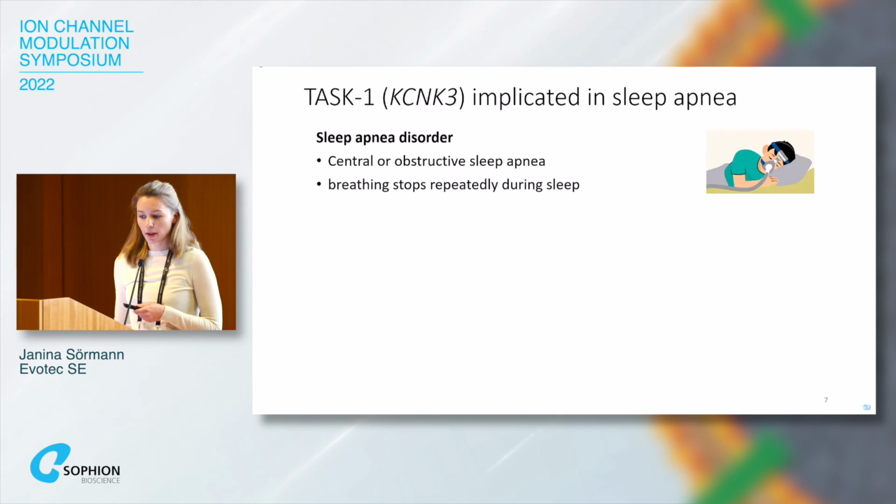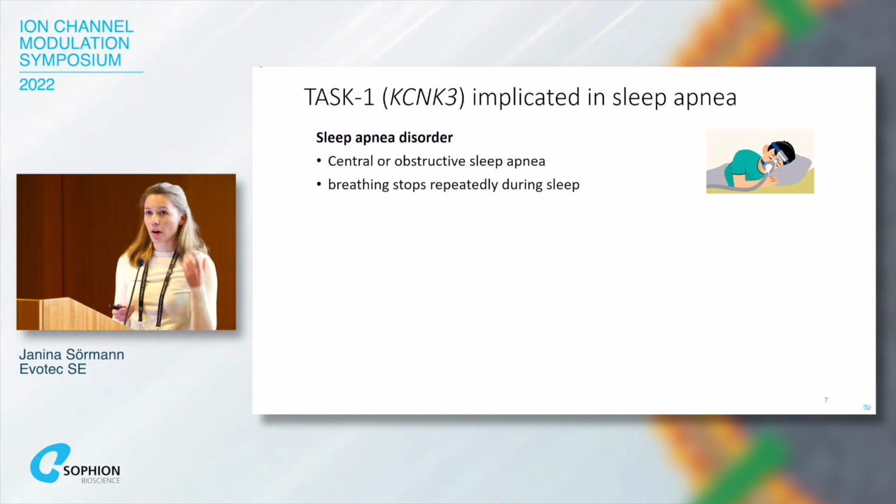Also, TASK-1 is implicated in sleep apnea. It's a very common disease. Up to 1 billion people worldwide suffer from obstructive or central sleep apnea. It occurs when breathing is repetitively stopped during sleep. With central sleep apnea, there's a problem with the sensing of the oxygen and the signaling of the oxygen level to the brain, whereas in obstructive sleep apnea, we have a physical blockage of the upper airways. However, the diagnosis is not always very distinct, and many forms like complex sleep apnea and mixed forms also exist.